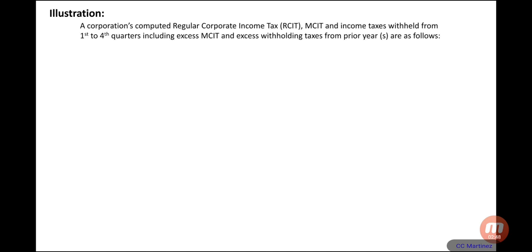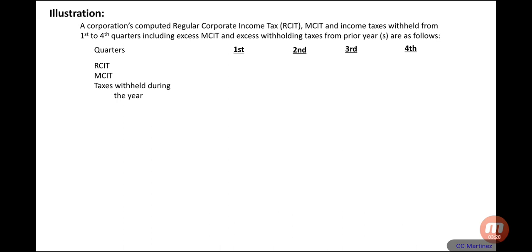So, for the illustration, a corporation's computed regular corporate income tax or RCEIT, MCEIT, and income taxes withheld from first to fourth quarters, including excess MCIT and excess withholding taxes from prior years, are as follows. So, given pa lang to, we have first, second, third, and fourth quarter. We have also RCEIT, MCEIT, and taxes withheld during the year. So, same application to nung withholding taxes natin na discuss natin dun sa taxation on individuals.